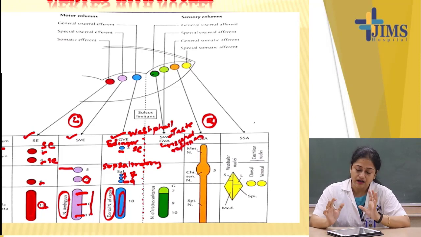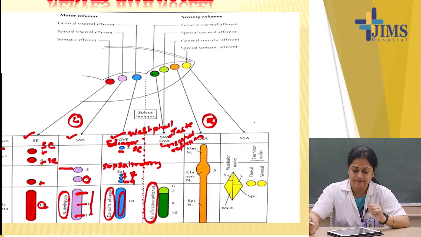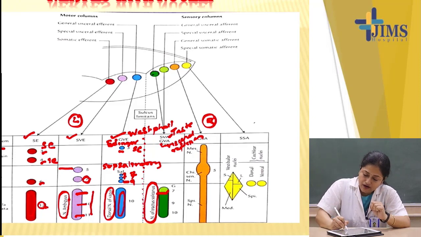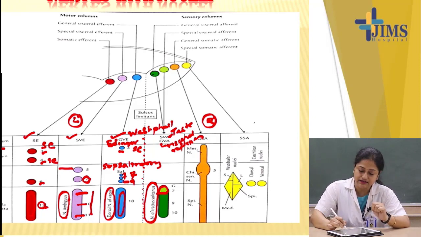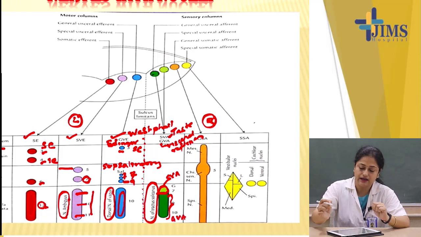Both are coming from the same nuclei. So, SVA was 7, 9, 10 and GVA was 9 and 10. So, they are coming from the same nucleus. This is the nucleus of Tractus solitarius. The upper part of this nucleus is concerned with the SVA, that is taste sensation, while the lower part of the nucleus is concerned with GVA.